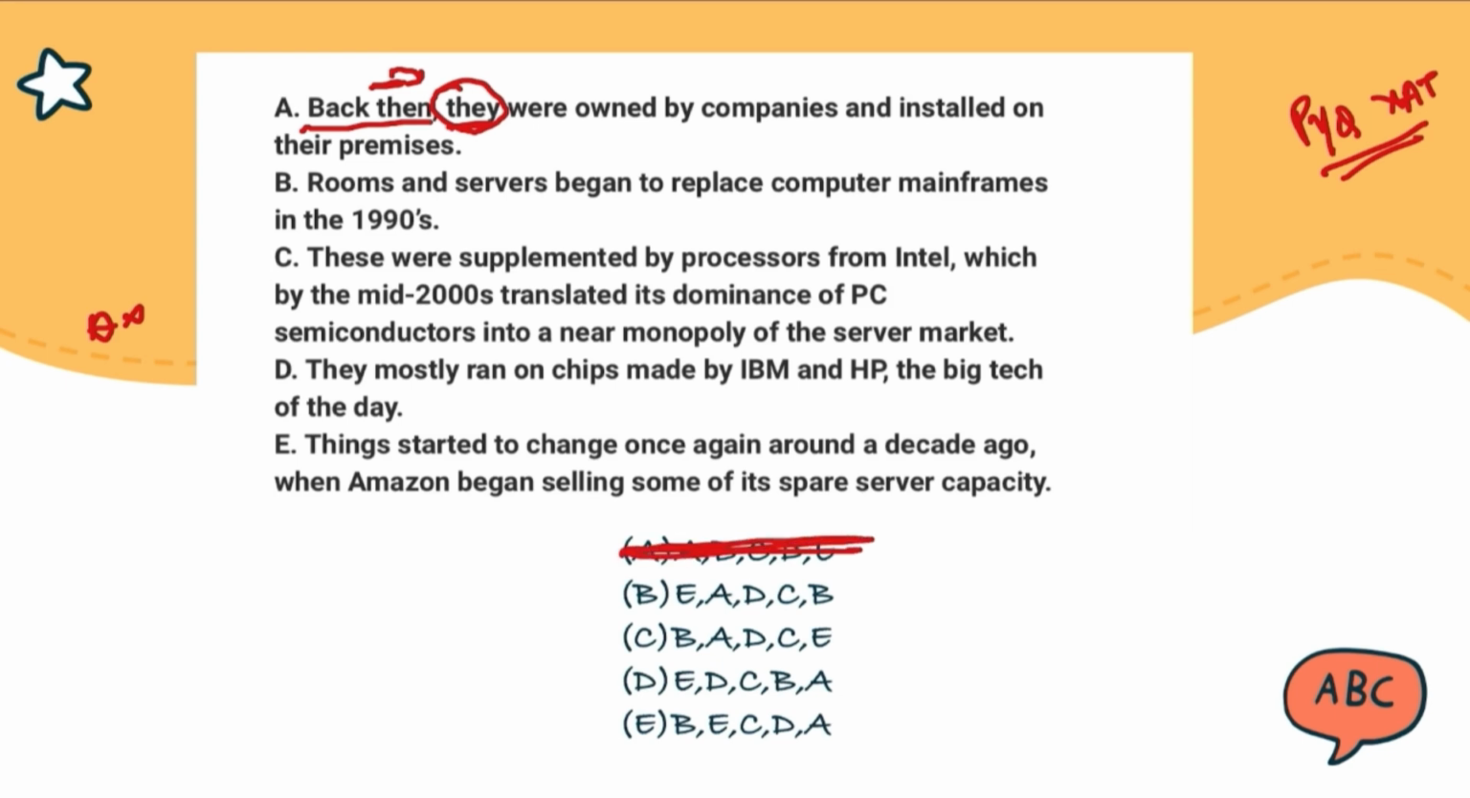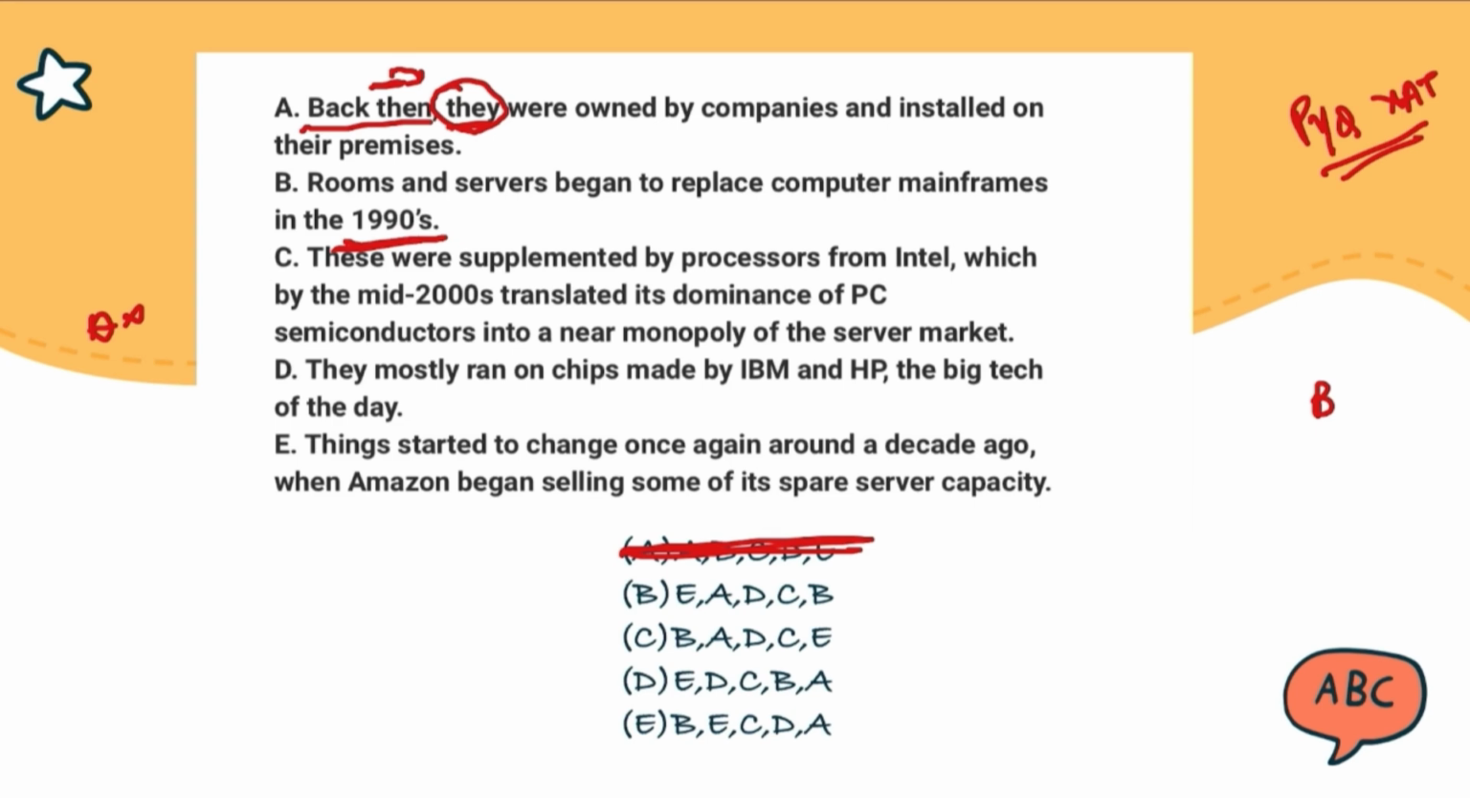Let's look at B. Rooms and servers began to replace computer mainframes in the 90s. Now, we do not need any prior information to understand this. This is introductory enough, general enough. So, there is a very high possibility of B being the opening statement. Let's keep it aside. Now, if I look through the options, only B and E can be the opening statements, right?